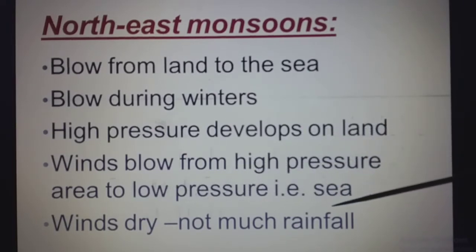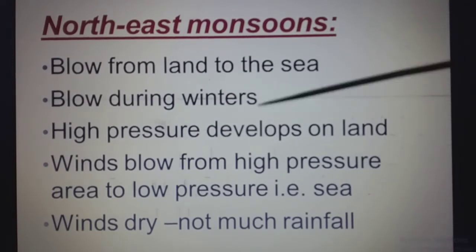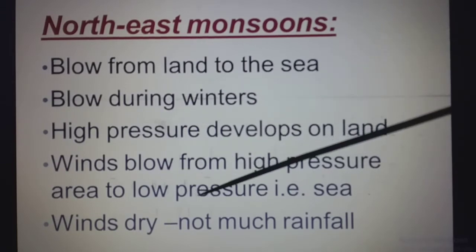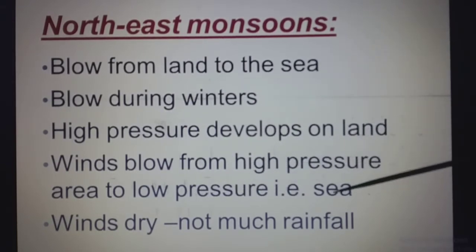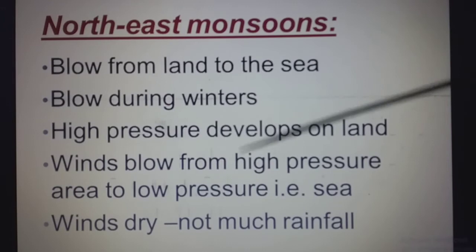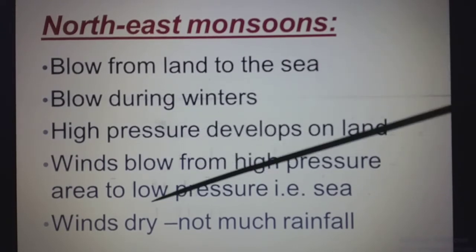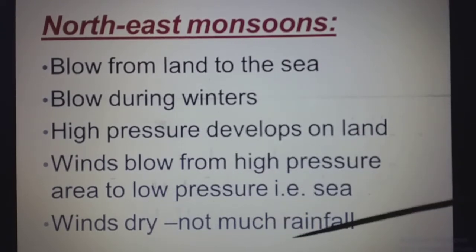Why? Because again, the sea is slow, it radiates the absorbed heat of the sun slowly, so it's less cool compared to the land. So there the pressure will be low. So the winds will blow from the land towards the sea. And since they are blowing from a dry area, they will not bring much rainfall.